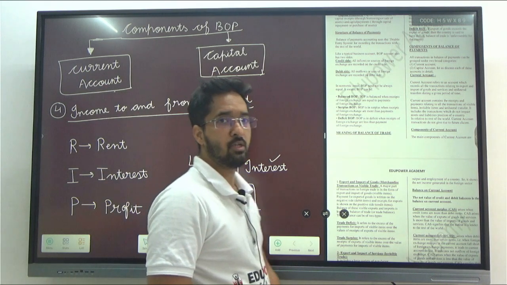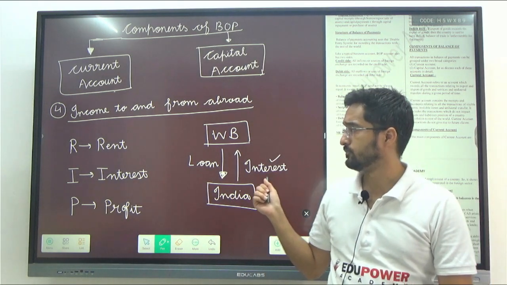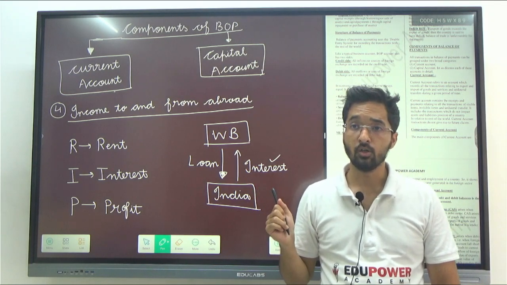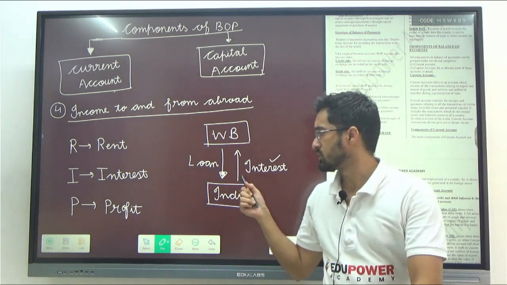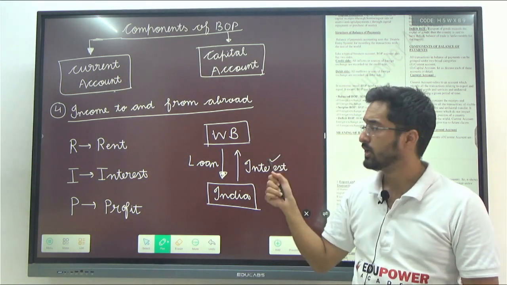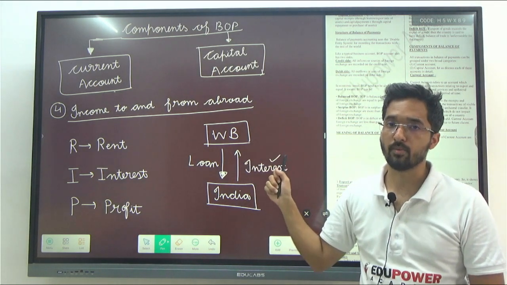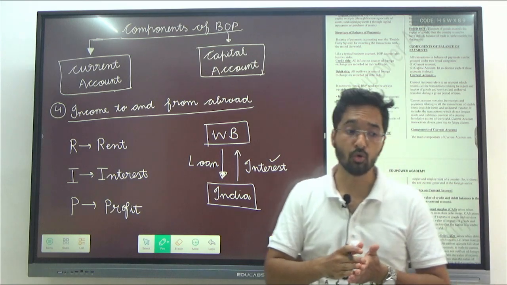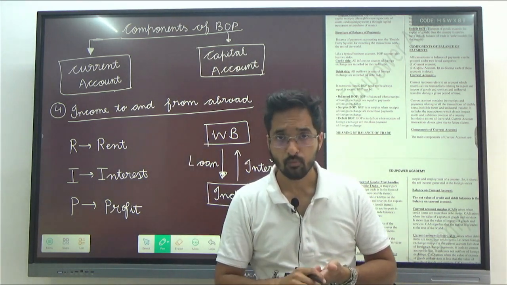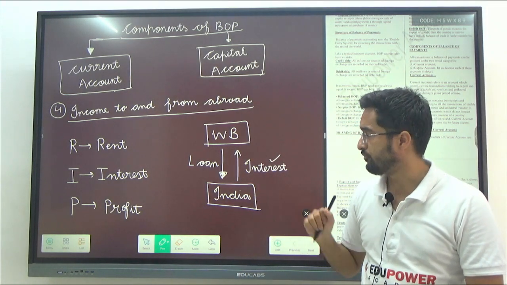Now, can you tell me, will this interest be on the credit side or the debit side? Which side it will be? This interest will be, because see, this interest has flown outside India. Hence this interest will be on the debit side of the balance of payment, because money has flown outside India. Money has flown out of India, hence it will be recorded on the debit side of the balance of payment.